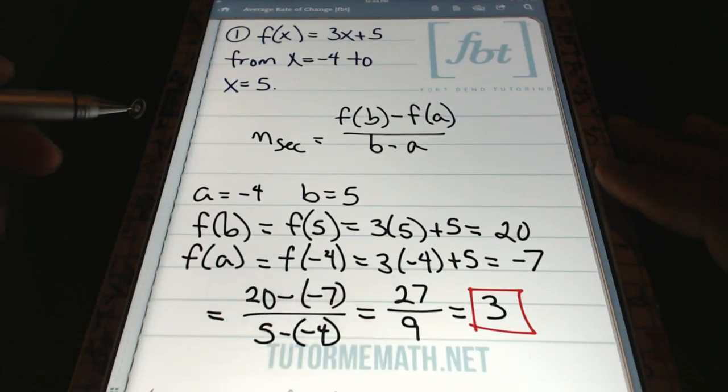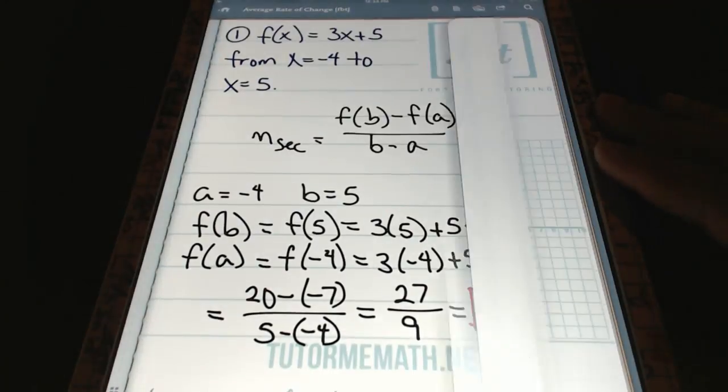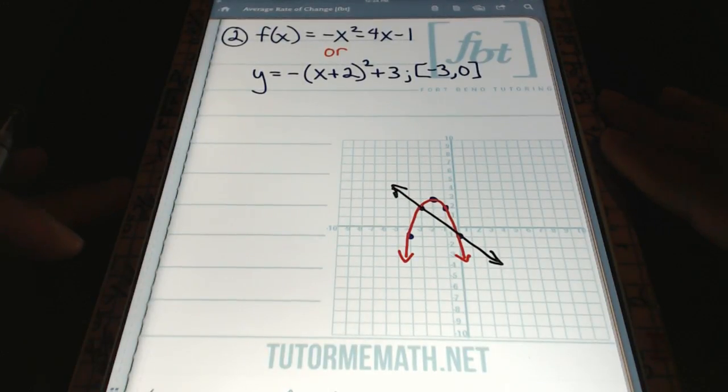Okay, so of all the things we could be finding the secant, the slope of the secant line, we're finding it on something fairly simple. Okay, a linear function. But do not fret. I have other examples that will challenge you. So let's take a look at problem number 2.